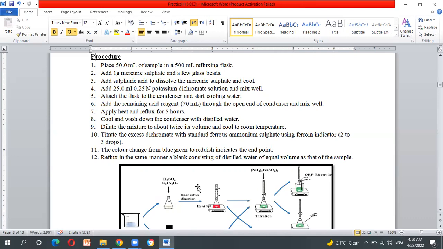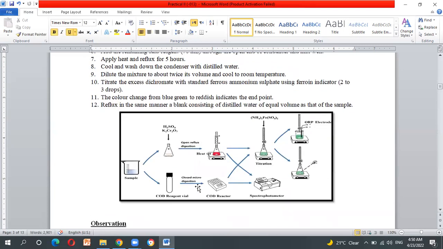Dilute the mixture to about twice its volume and cool to room temperature. Titrate the excess dichromate with standard ferrous ammonium sulfate using ferroin indicator, 2 to 3 drops. The color change from blue-green to reddish indicates the endpoint. Reflux in the same manner a blank consisting of distilled water of equal volume as that of the sample.